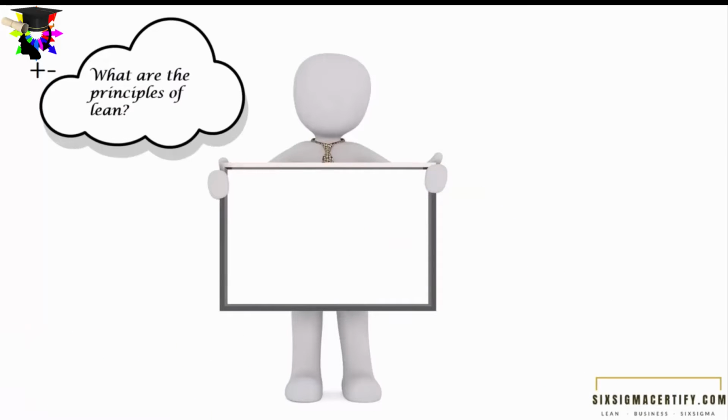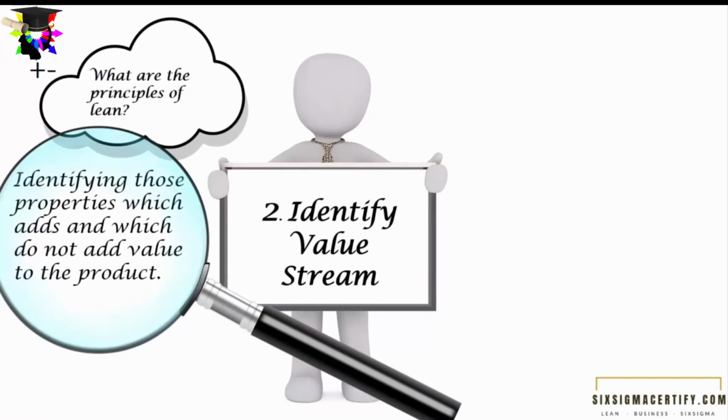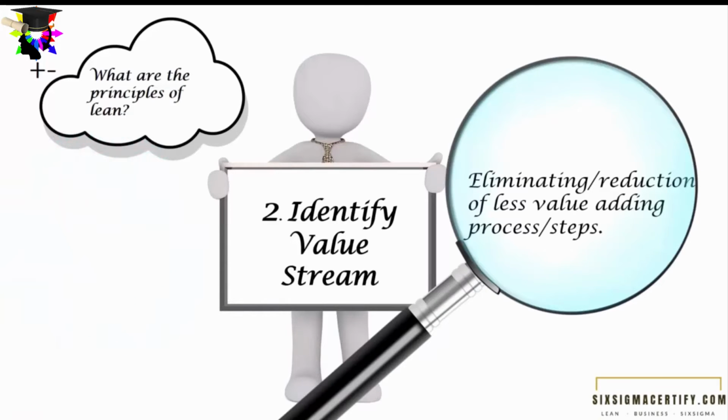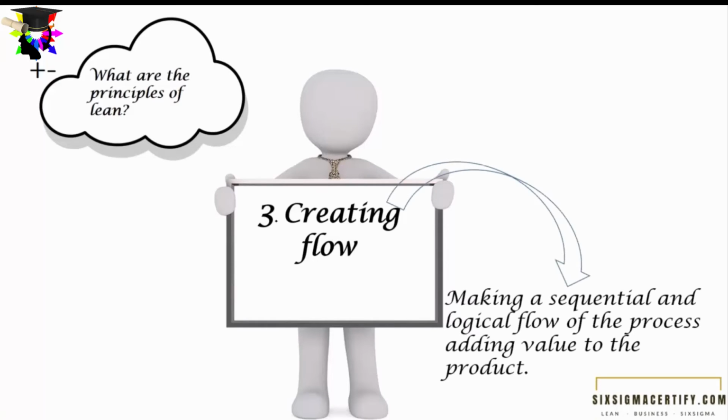The second principle of lean is identification of the value stream. We should identify those properties which add and which do not add value to the product. This principle also encourages eliminating and reducing the less value-adding processes or steps. The third principle of lean is creating the flow. It simply means making a sequential and logical flow of the process, adding value to the product.